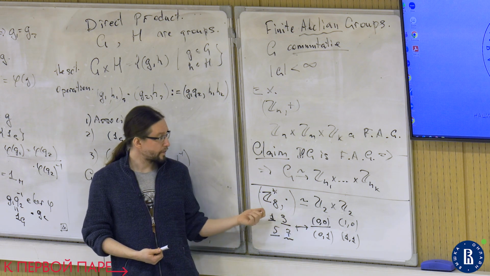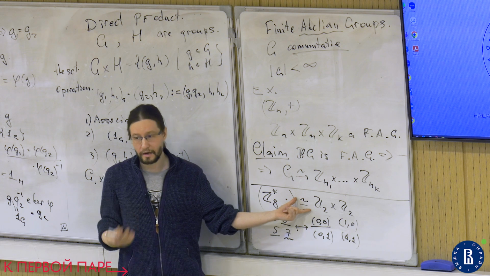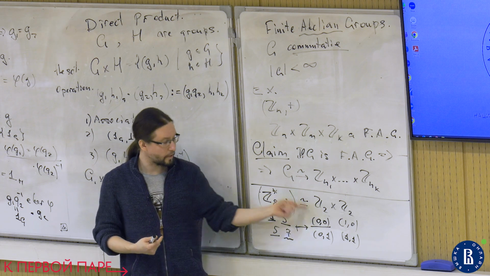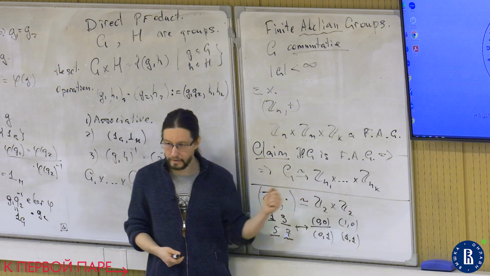The hard part is actually, for a given finite abelian group, to find such an isomorphism. This is the hard part. But if you are given such an isomorphism, then you can efficiently solve different problems using this isomorphism.